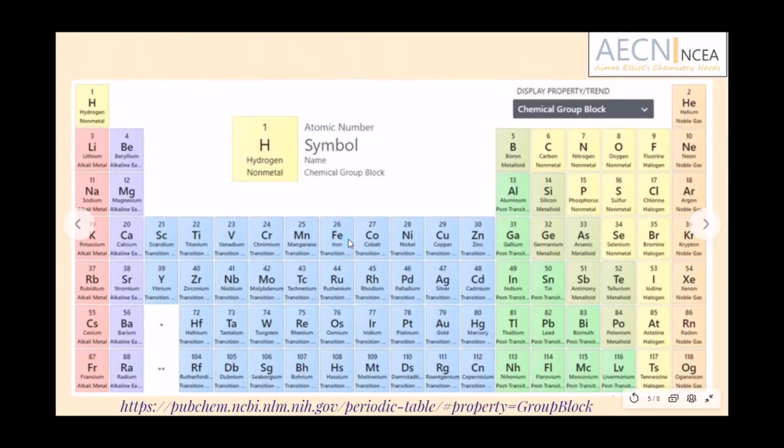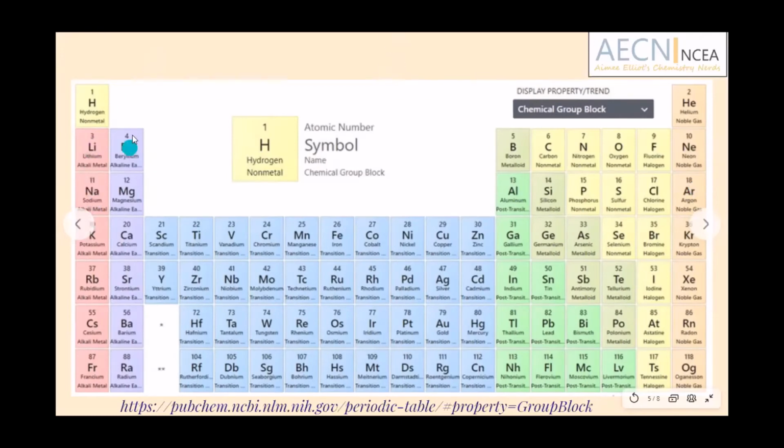The period tells us how many shells an atom has. Hydrogen and helium in the first period have 1 shell. Lithium, beryllium, all the way across to neon have 2 shells. Sodium, magnesium, all the way across to argon have 3 shells, and so on. So you can think of these shells as areas where the electrons can be found.